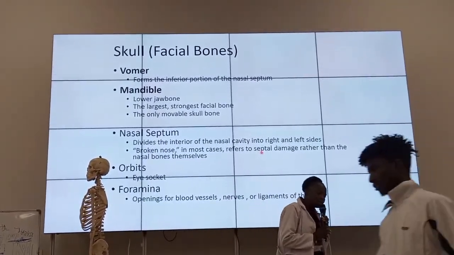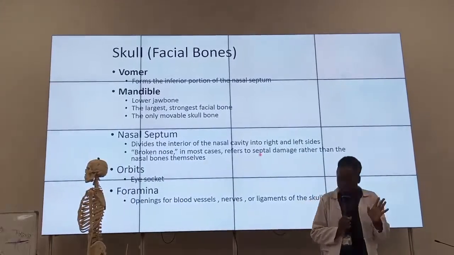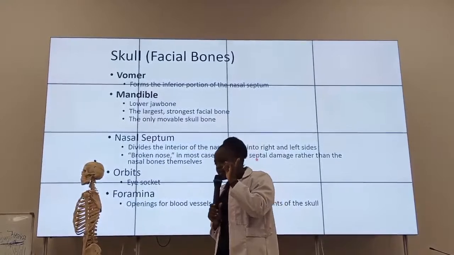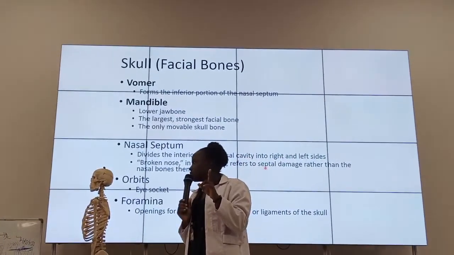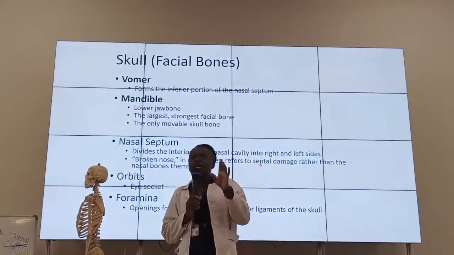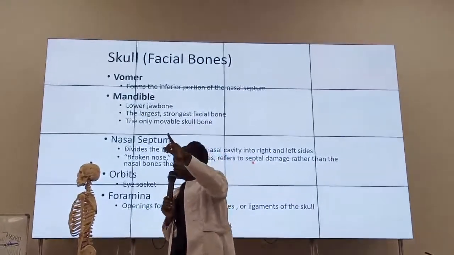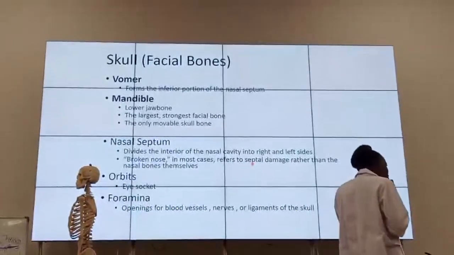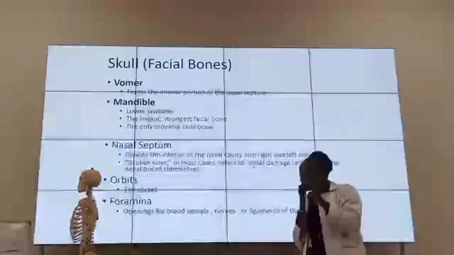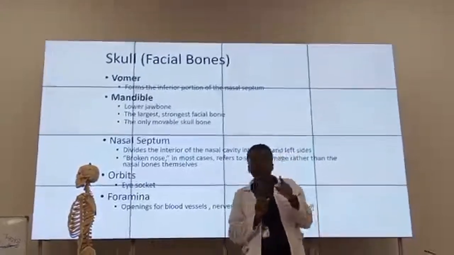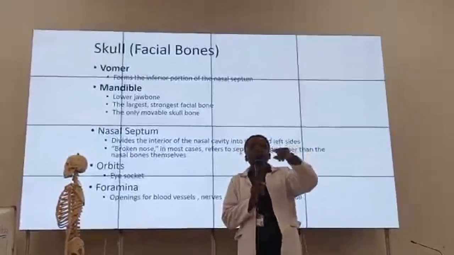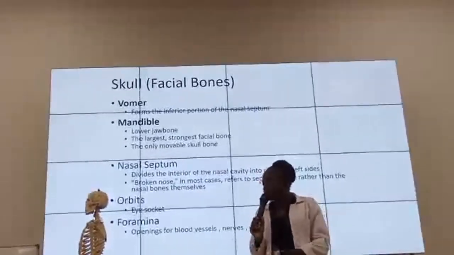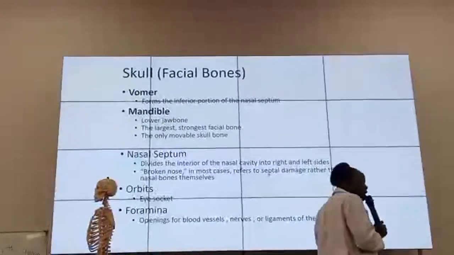So I'm done with the cranial bones. Which of the cranial bones is single? I said not cranial bones, facial bones. Which of the facial bones that we have just talked about is single? Yes, ma'am. The vomer, right? And the rest of the bones are paired.